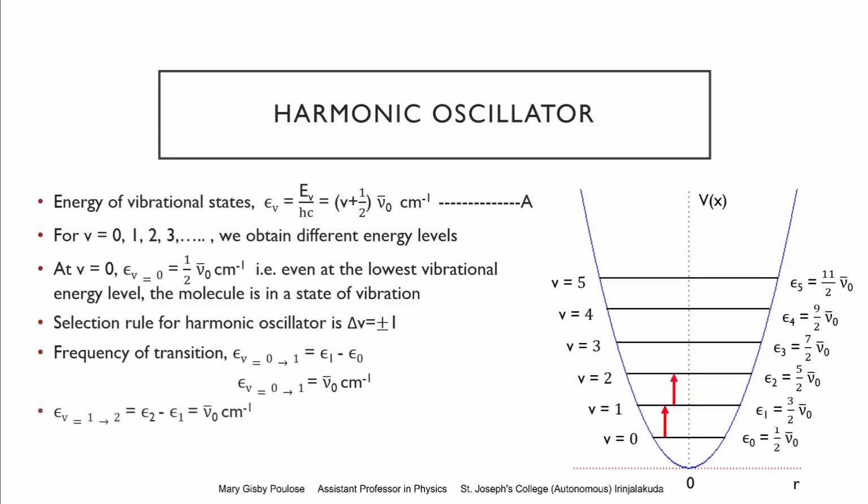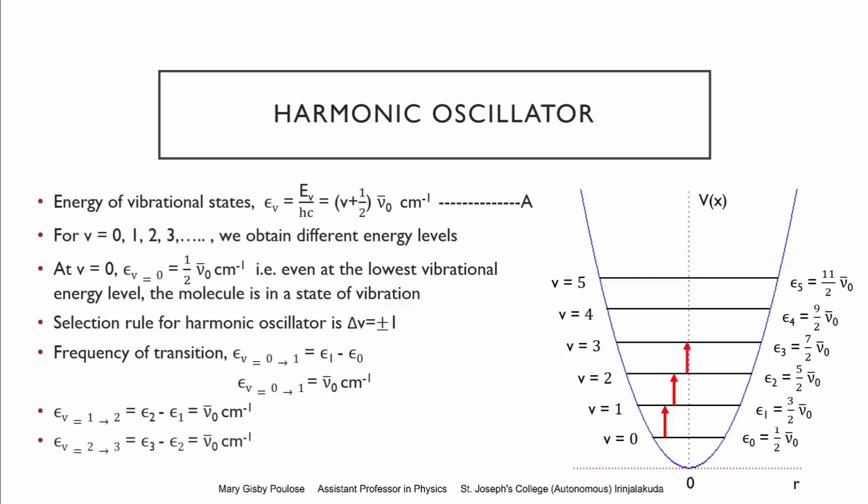Now, for the transition from the first energy level to the second energy level, that is eta V equals 1 to 2. Again, the molecule in the first energy level is absorbing energy and moving to the second energy level. The frequency is given as the energy difference, that is eta 2 minus eta 1. That will be equal to 5 by 2 nu naught bar minus 3 by 2 nu naught bar. Again, that is equal to nu naught bar, centimeter inverse. Same frequency as the earlier one.